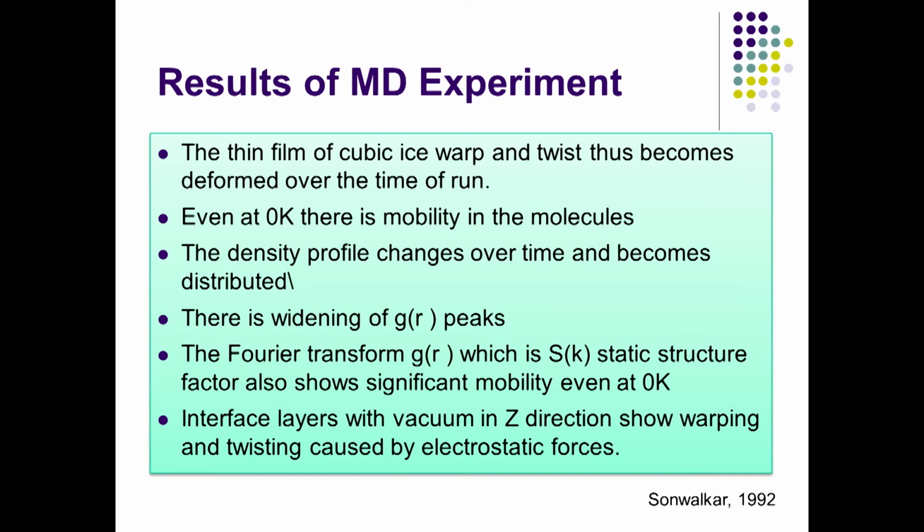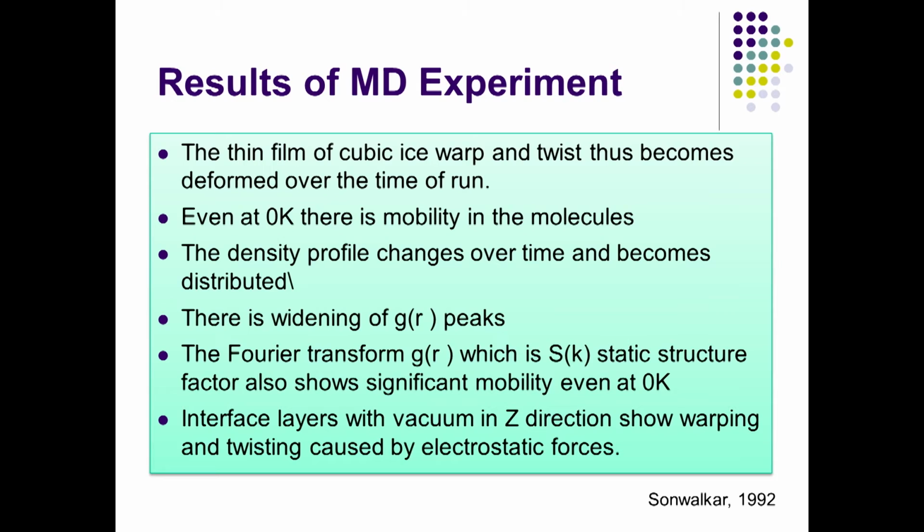So, we are looking at a lattice of 192 particles and 64 molecules, a cubic crystal, and what happens when we relax it. This is where we see the thin film of cubic ice warps and twists, and thus becomes deformed over the time of the run, even at 0 degrees Kelvin. So, the question is what is causing it. Even at 0 degrees Kelvin there is mobility in the molecules.